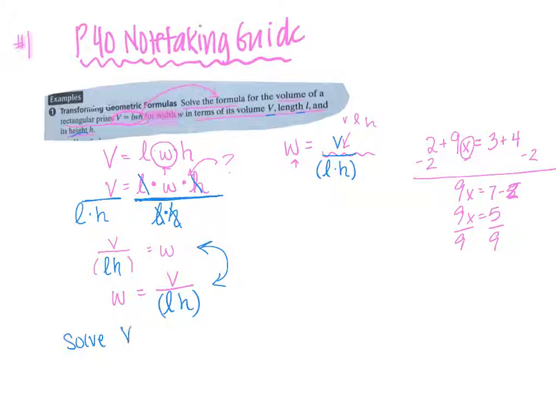Now, what if this problem had asked you to solve the formula V equals L times W times H, let's say it wanted to solve it for length. What does that look like? See if you can figure out how to get length equals something. Pause me and then let's check your answer when you're done.